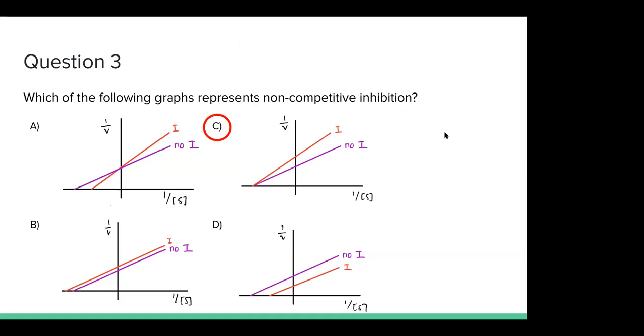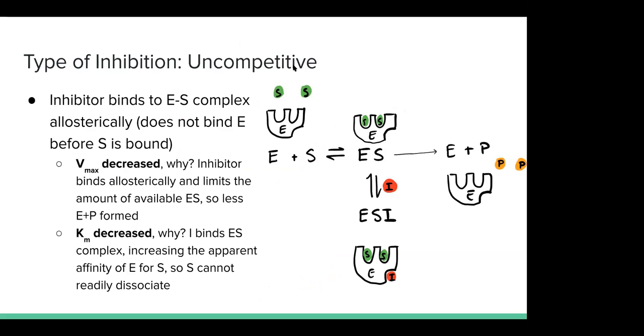Okay, so moving on to uncompetitive inhibition. An uncompetitive inhibitor will bind to the enzyme substrate complex allosterically, so it does not bind to the enzyme before the substrate is bound. Vmax is decreased in this case because, like I said, the inhibitor binds allosterically and limits the amount of available enzyme substrate complexes. So therefore, less product is formed.